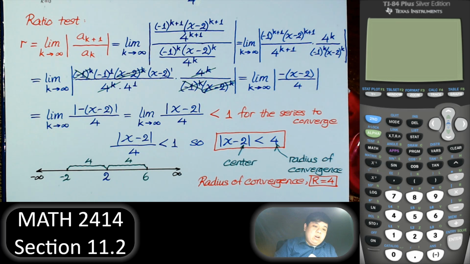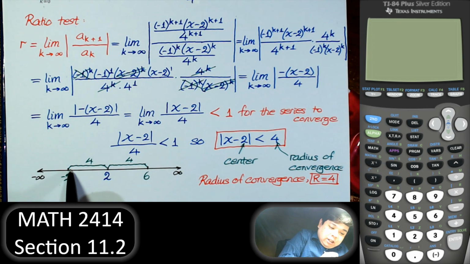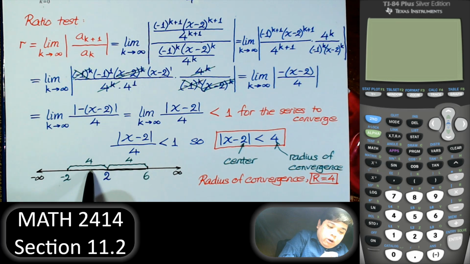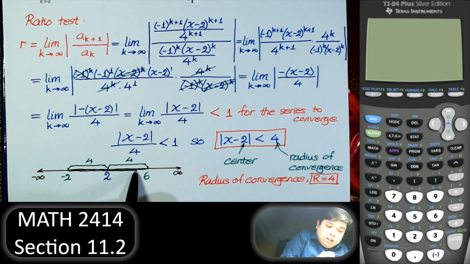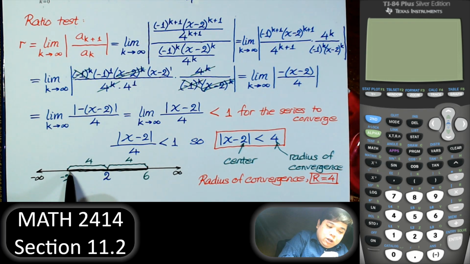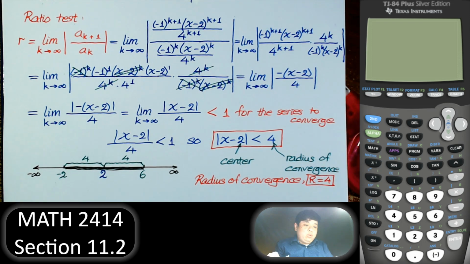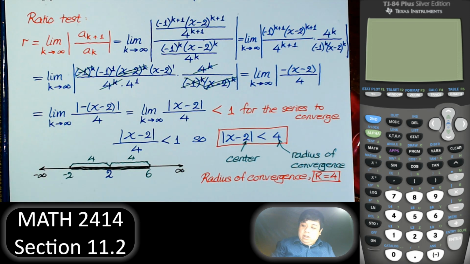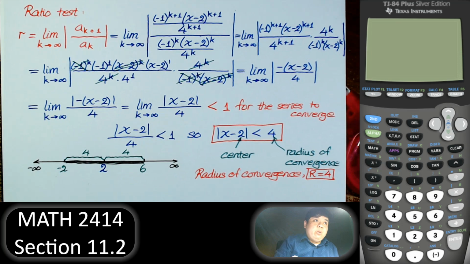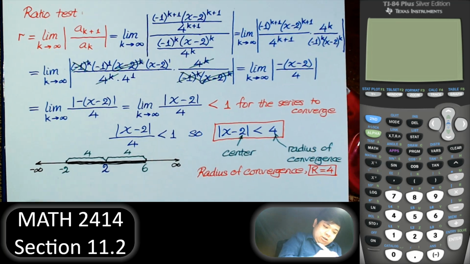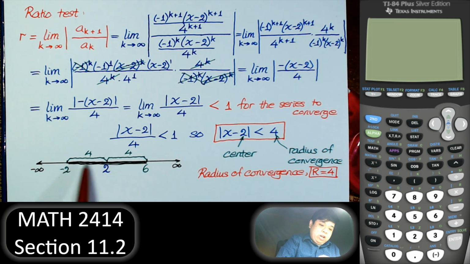For the interval of convergence, if we write it like that, it's going to be between negative 2 and 6. We don't know what happens at negative 2 and 6. So in that case, we have to check the boundary, check negative 2 and check 6. If we want to find the interval of convergence, we need to check those 2 points.